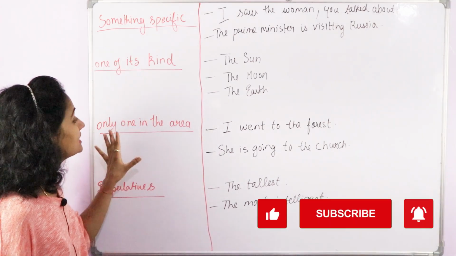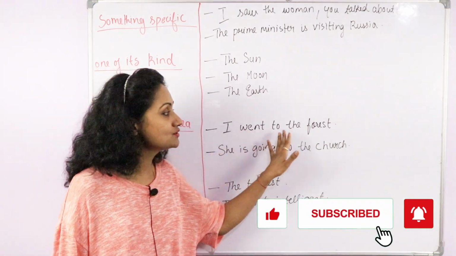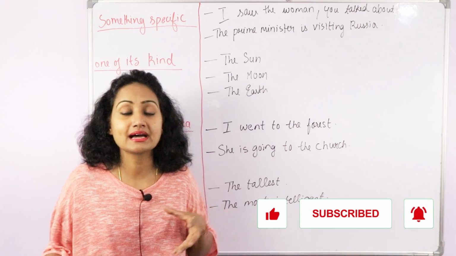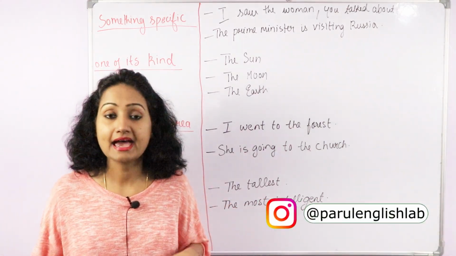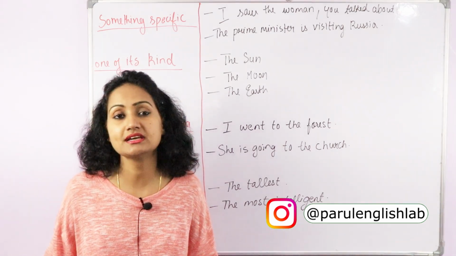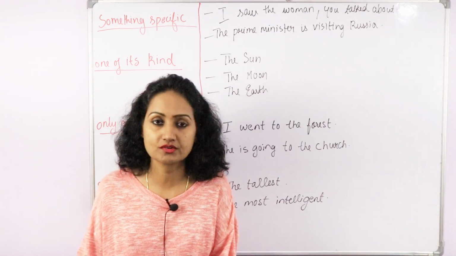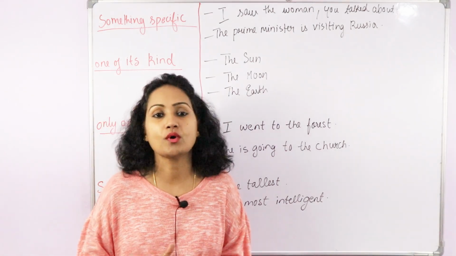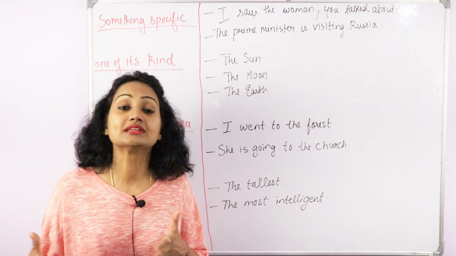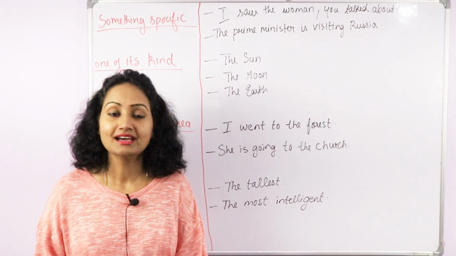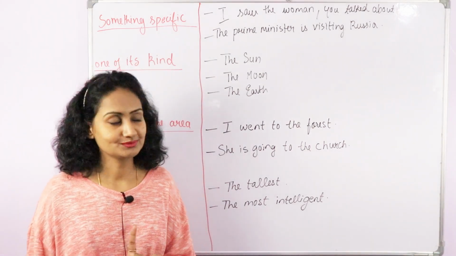Next is only one in the area. For example, if I say, I went to the forest, that means there is a place where there is only one forest. And if there are many, I would say, I went to a forest. In the morning, I went to a forest. That means there are more than one. But when there is only one, I would say, I went to the forest in the morning. So, only one in the area.